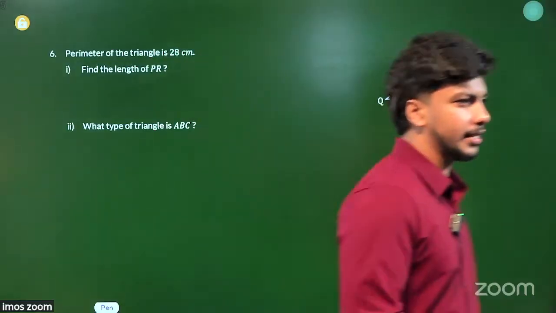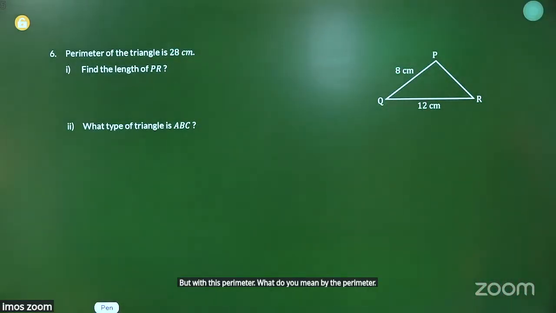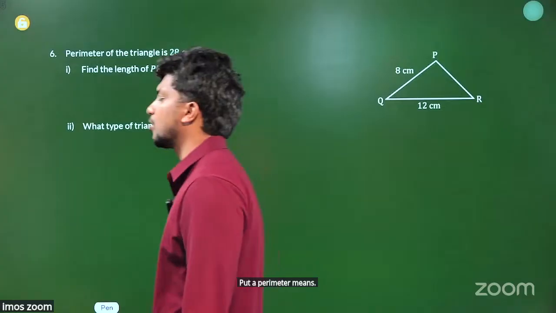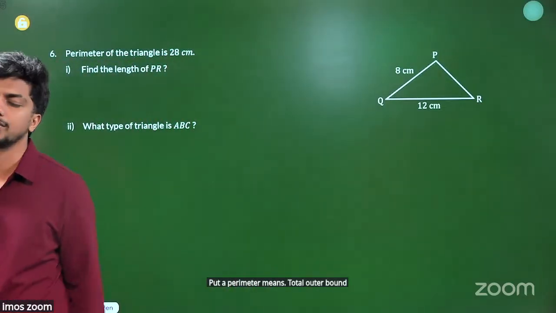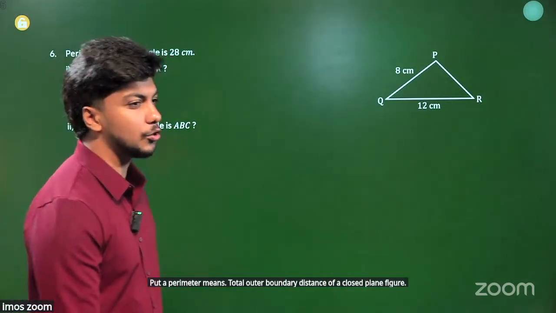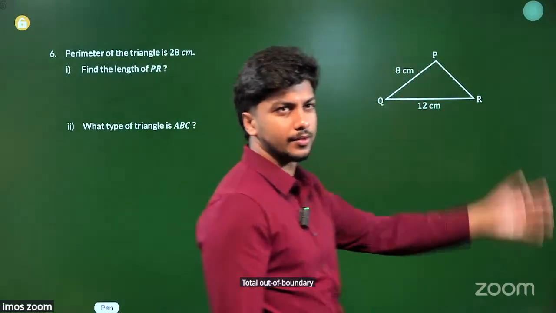So do this perimeter. What do you mean by the perimeter? Perimeter means the total outer boundary distance of a closed plane figure. Total outer boundary distance.